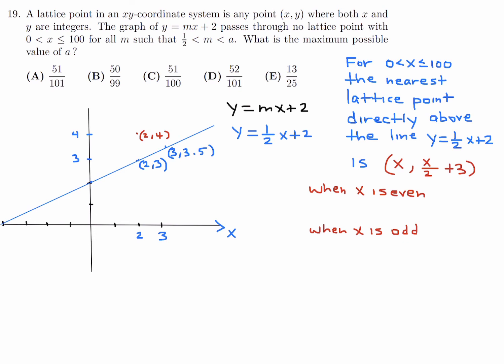And then when x is odd, the point right above the point right here would have the following. It would be right here. And that is approximately, what, 3, 4, right? That's the first lattice point directly above our line y is equal to half x plus 2. And in terms of x, it is going to be x, but x over 2 plus 5 over 2, 2.5. So as you can see, when x is 3, it becomes 3 over 2 plus 5 over 2, which is 8 over 2, which is a 4, value of 4. So that is going to be very helpful to figure out slopes, and slope is basically what m is.